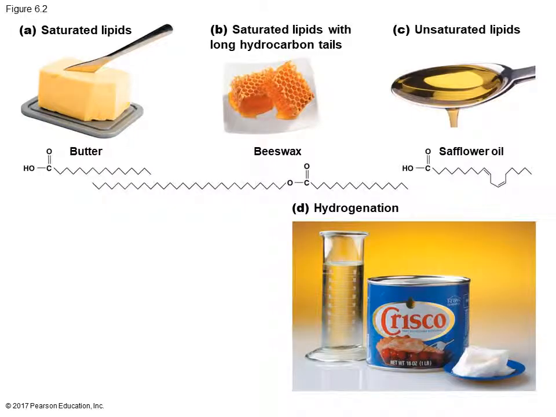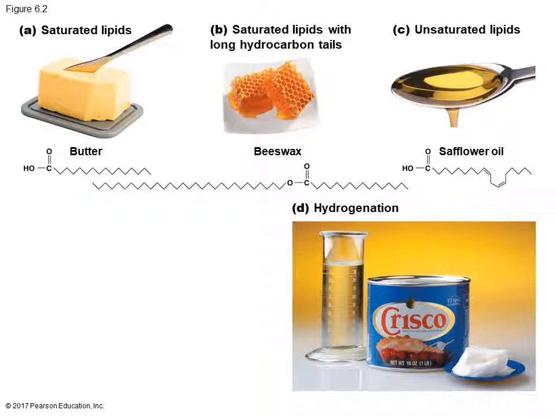I love this example, and you could have a test question like what affects the permeability of a membrane? So notice we have butter, beeswax, and safflower oil. Butter and beeswax are saturated hydrocarbons, but if you look at the difference between the two, the obvious difference is that beeswax has such a long hydrocarbon chain, whereas butter is much shorter. So which one is the least permeable to molecules moving across? It's definitely the beeswax, and that's because the hydrocarbon chain is very long.